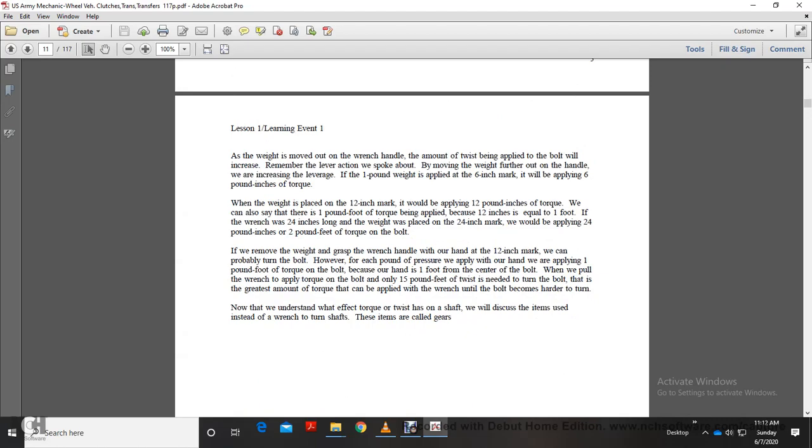Remember the lever action we spoke about: by moving the weight further along the handle, we increase the leverage of the 1 pound weight. At the 6-inch mark we are applying 6 pound-inches of torque. At the 12-inch mark we will be applying 12 pound-inches of torque. We can also say that 1 pound-foot of torque is applied, since 12 inches equals 1 foot. If the wrench is 24 inches long, the weight placed at the 24-inch mark would be applying 24 pound-inches, or 2 pound-feet, of torque on the bolt.